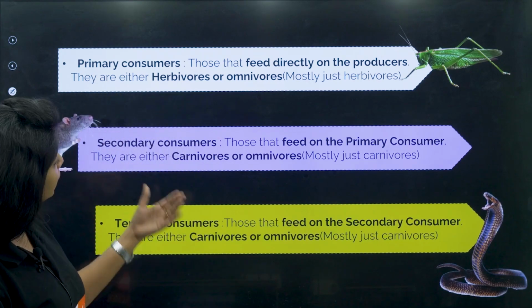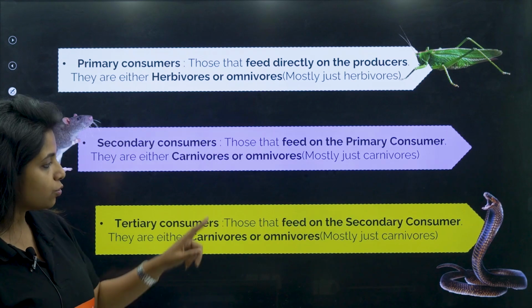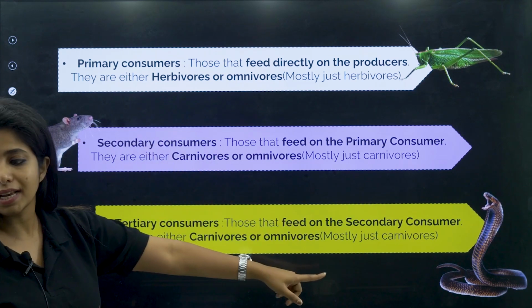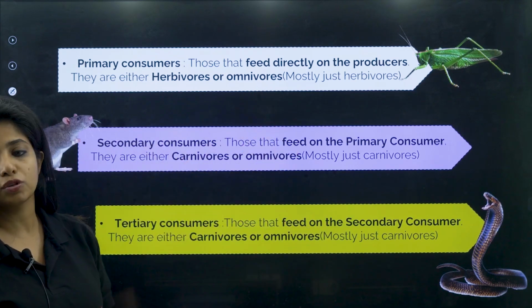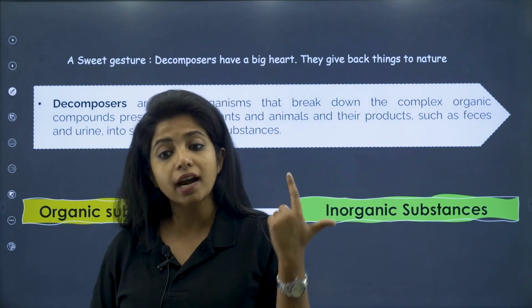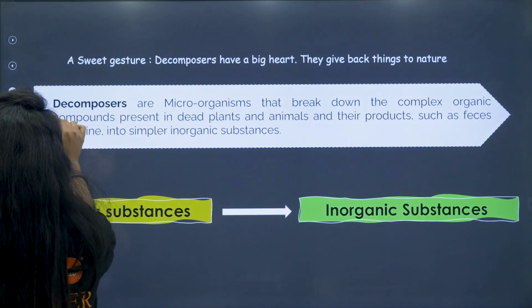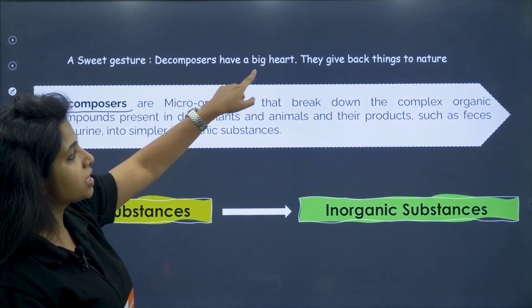Now, there is someone who will eat the secondary consumer. Who is that? Tertiary consumer. Over here we have the snake. So, those that feed on the secondary consumer are known as tertiary consumer. There will be one more, that is quaternary consumer. Now, apart from producers and consumers that you saw, there is one more group of organisms which you call as what, children? Decomposers.